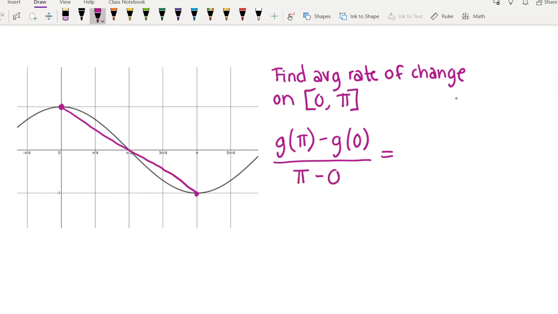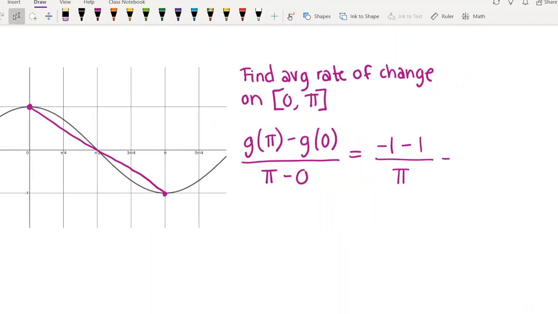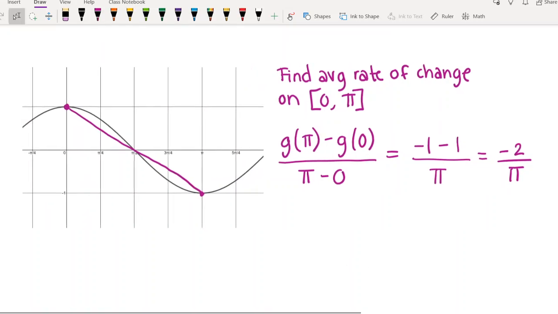So what's g of pi? According to our picture, it's -1, or you could figure that out using the unit circle. What is g of 0? When you plug 0 into cosine, you get 1. So we have -1 minus 1, and then in the bottom, we just have pi. Altogether, we get -2 over pi. So that is our average rate of change that we're going to try to find.